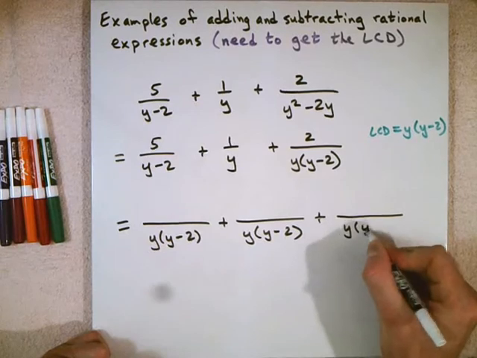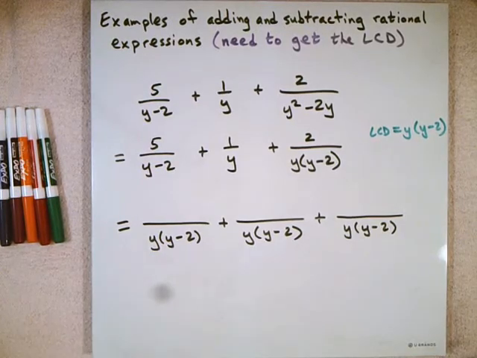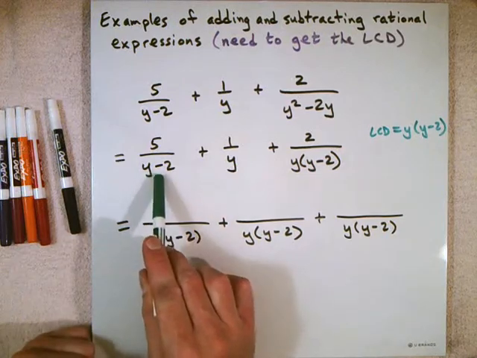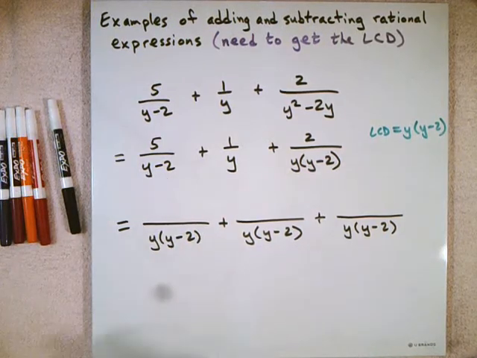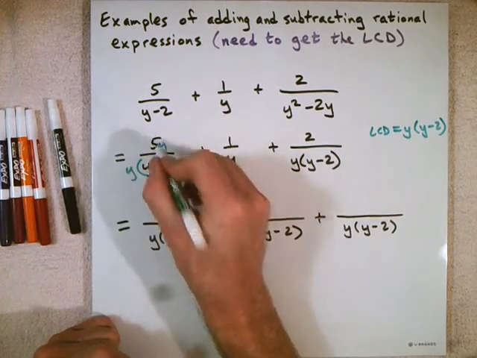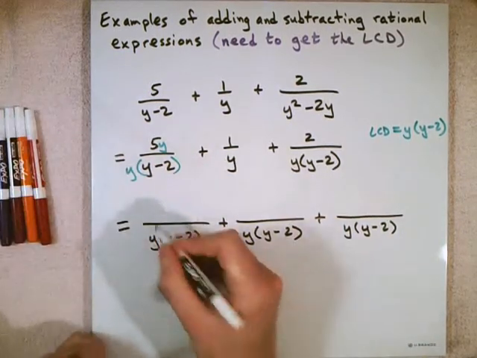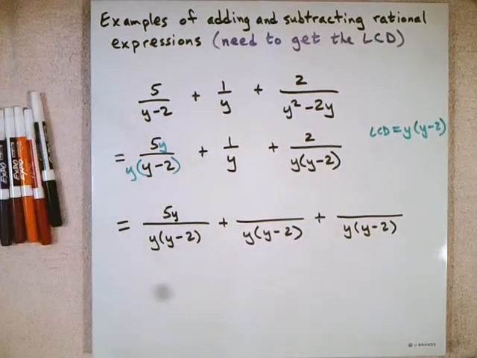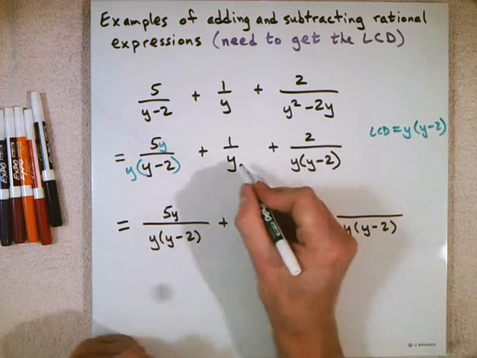And then play the multiplication game. What do you multiply y minus 2 by to turn it into y times y minus 2? You need a y, of course. And whenever you do the denominator, do the numerator. So you've got 5y on top. Not too bad. Now the second piece here, what do you multiply y by to get y times y minus 2? y minus 2, again, not too hard to see that. Again, the multiplication game is not difficult to play.